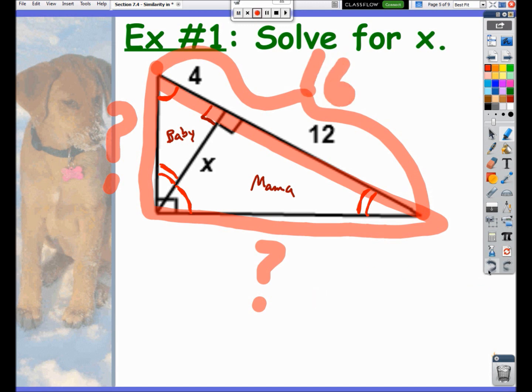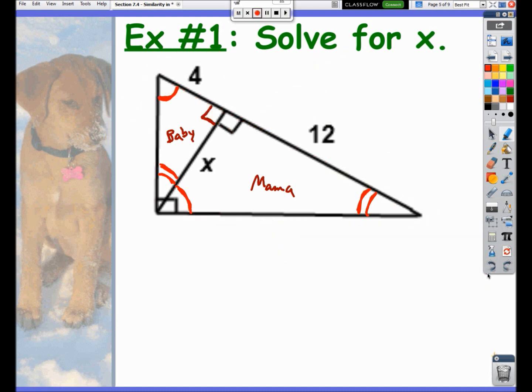So we're more than likely not going to work with the papa triangle. We're going to work with baby and mama. So I'm going to set up a baby ratio. We're going to set up a mama ratio of sides. So a baby ratio of sides is going to be proportional to, or equal to, the mama ratio of sides.